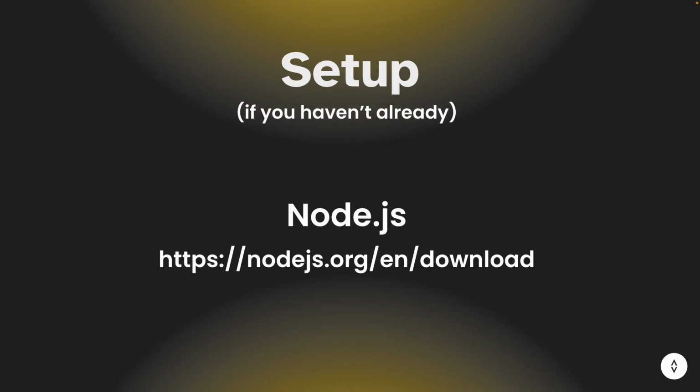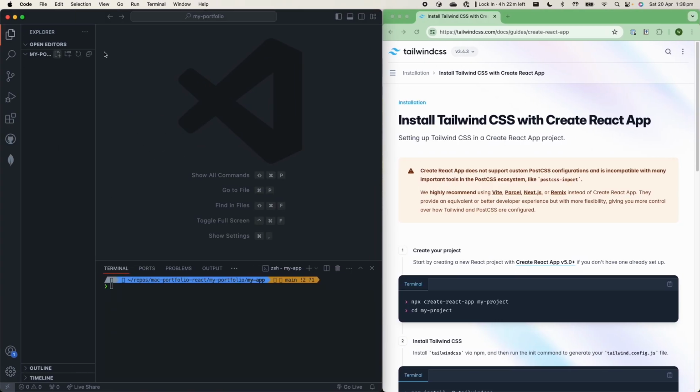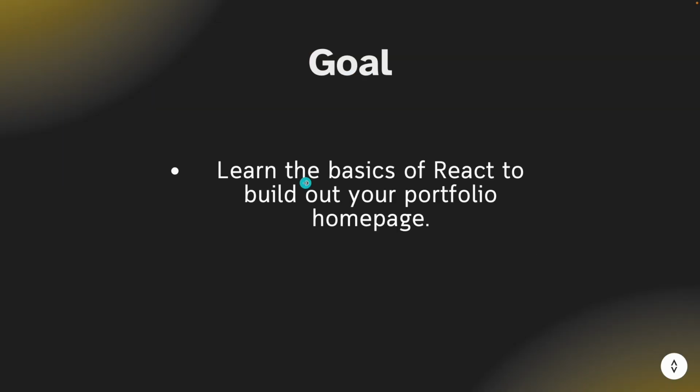So, before we get started, make sure you have Node set up and working on your computer. Once we do that, we can open up an empty folder in VS Code, just like I have over here, and then we can get started. So today, we're just going to learn the basics of React, and we're going to build out the portfolio homepage.